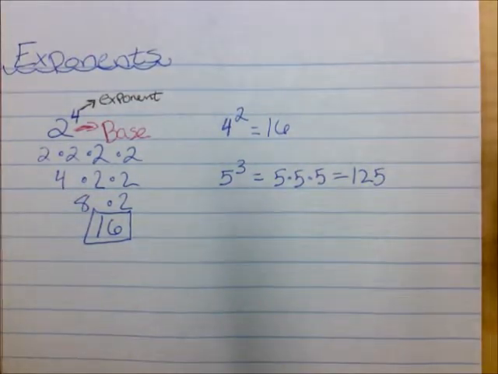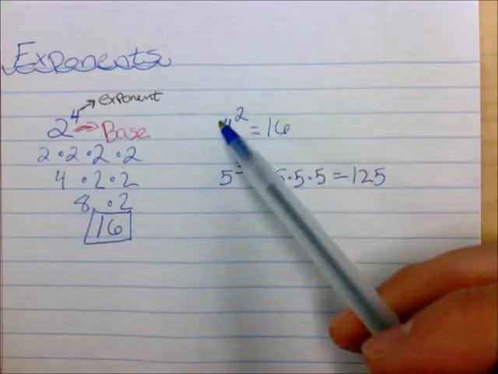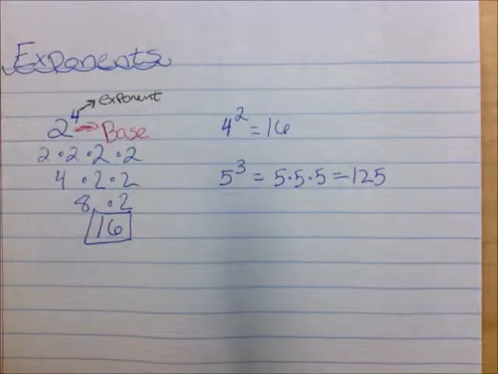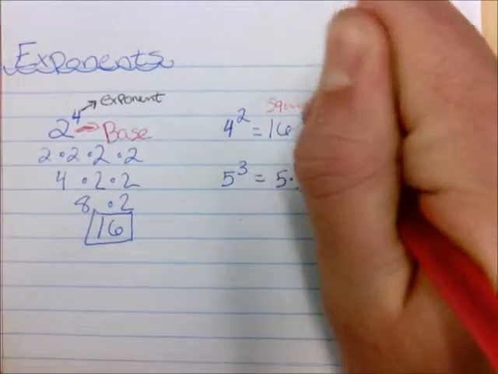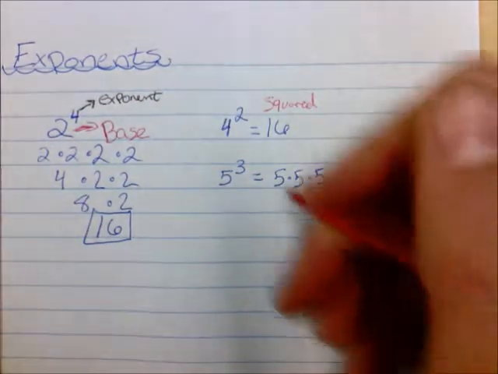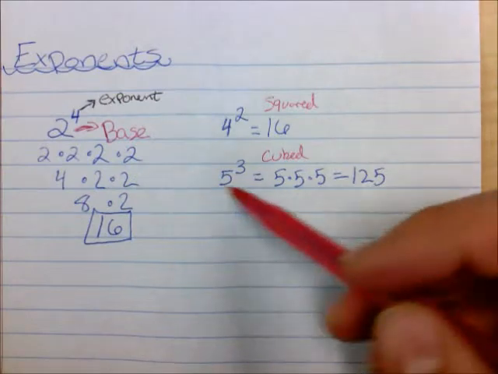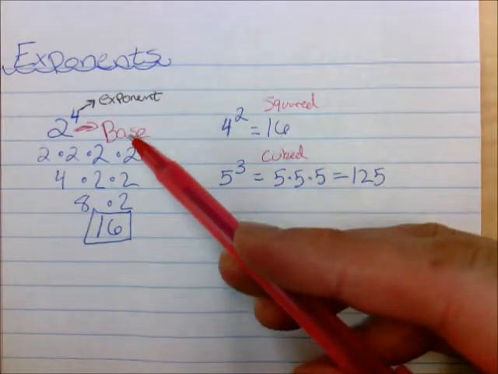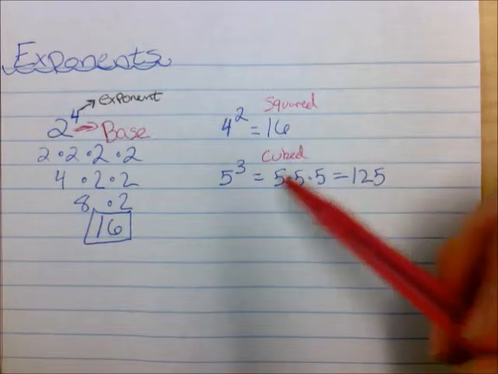All right, so we covered our base, our exponent. Some special ones, again, I'll write that in red here. When it's to the 2nd power, it is squared. When it's to the 3rd power, it is cubed. And that's what we have right there. So we have our exponent, our base, we have squared, we have cubed.